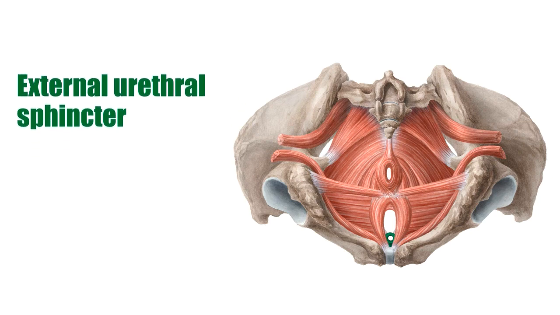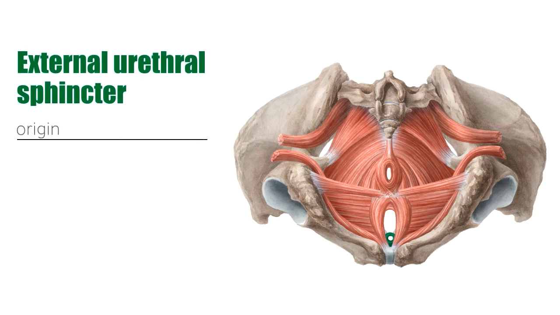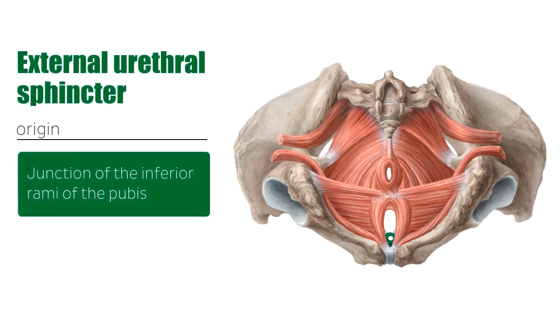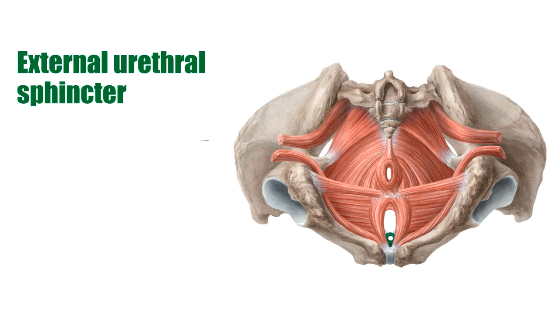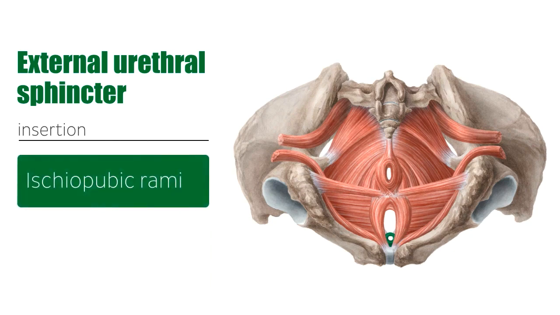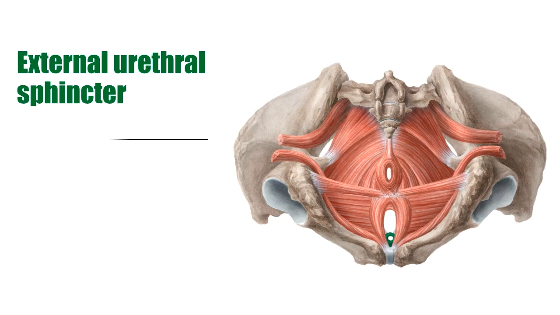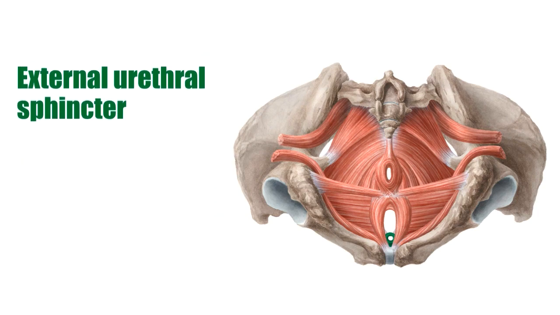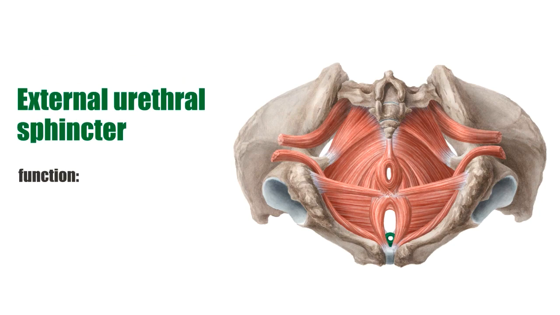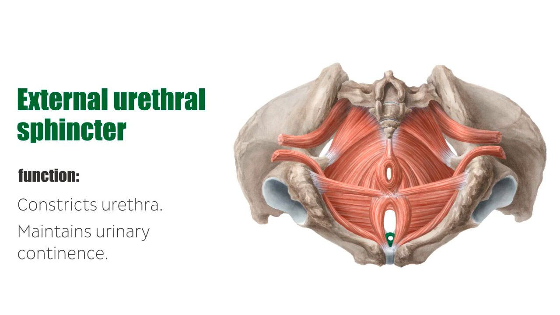As for the origin points for this muscle, it is going to be originating at the junction of the inferior rami of the pubis and also the ischium and the neighboring fasciae. Now, for insertion point, we can say that this muscle is going to be inserting at the ischiopubic rami. The external urethral sphincter will be innervated by the deep branch of the perineal nerve. Now, a quick word on the function of the external urethral sphincter. This muscle is going to constrict the urethra, maintaining then the urinary continence.